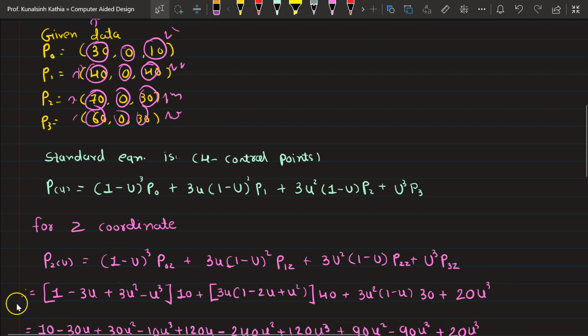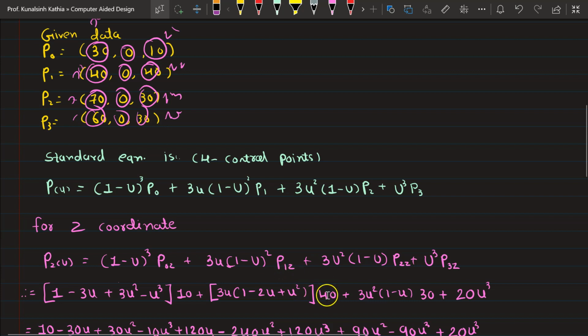Okay, next I am just replacing and expanding this equation. If I expand 1 minus u cube, I will get 1 minus 3u plus 3u square minus u cube, and P0z is 10 here. So you can see that P0z is 10. Similarly, 1 minus u square times 3u: it gets expanded as 3u times 1 minus u square, and the expansion of 1 minus u square will be 1 minus 2u plus u square, right?